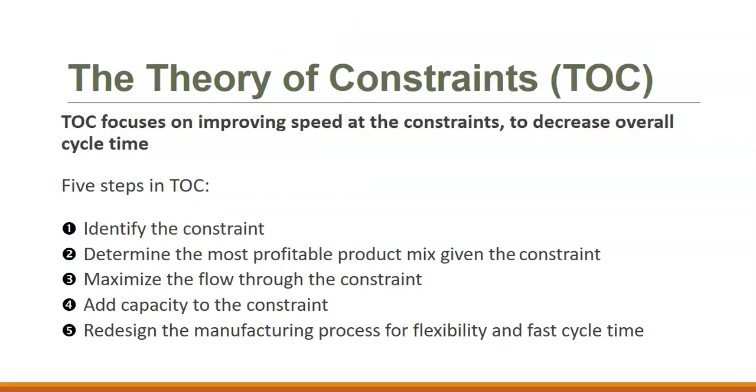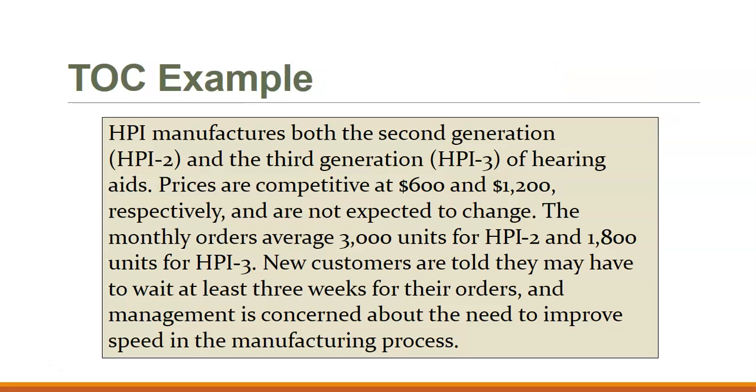In our theory of constraints, we look at what are constraints to production and how can we help maximize the flow through that constraint. So do we have bottlenecks at different points? That's a constraint. And how do we move past that constraint as part of the manufacturing process? Can we add capacity? And if we can't add capacity, do we have to redesign the manufacturing process to improve our cycle time? So we have an example.